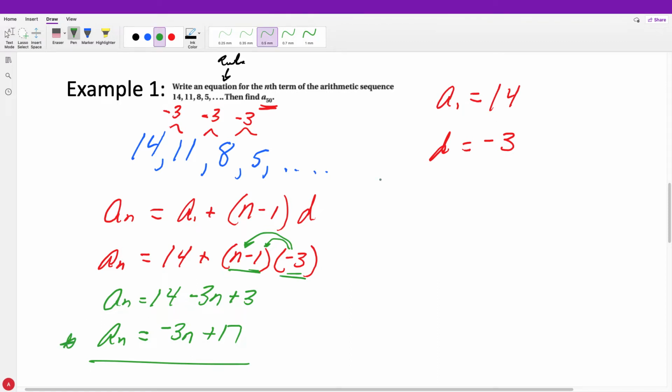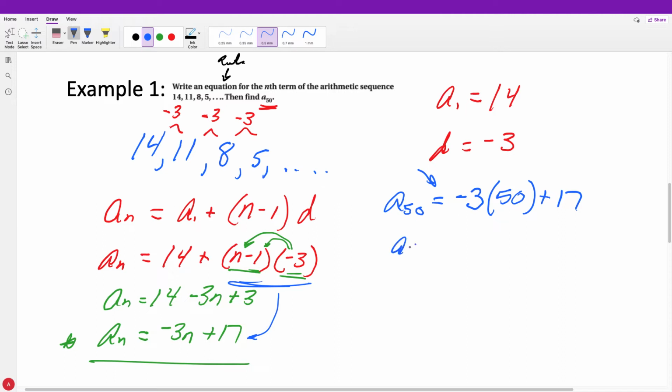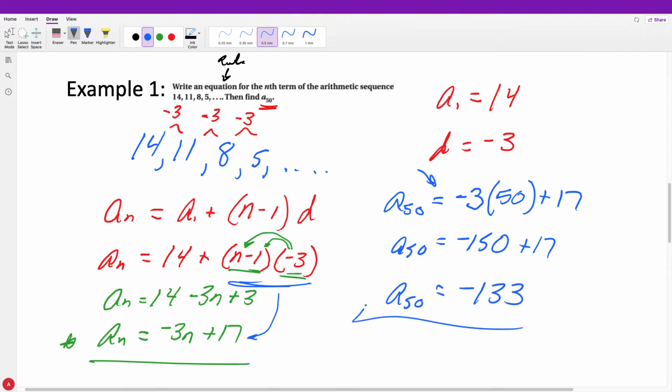Now it says find the 50th term. Let me write this in a different color, let's do blue. So our a sub 50, because that's what we're trying to solve for, is equal to -3 times 50 plus 17. The reason we're not subtracting 1 when we do this is because we already distributed the -3 in, and that -1 is included within our problem here. So a sub 50 is equal to -150 plus 17, which is -133. That will be our 50th term, -133.